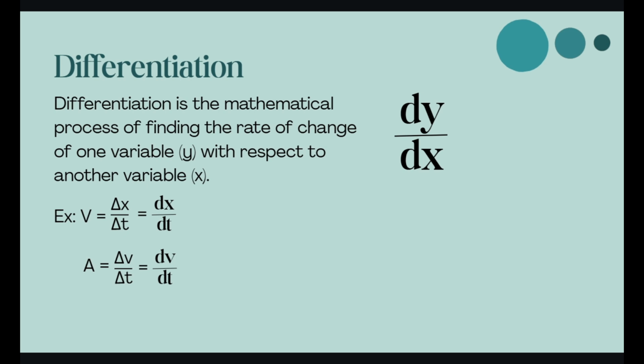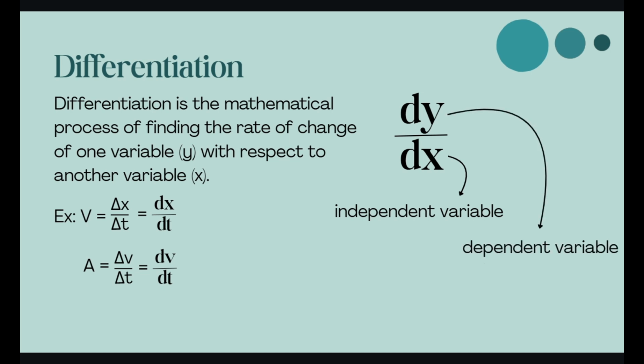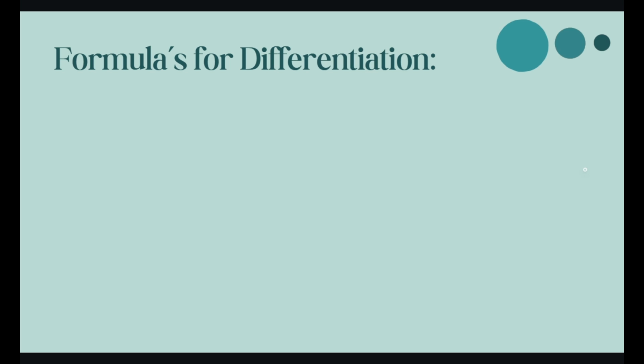As per the definition, it is generally written as dy by dx, where x is an independent variable and y is a dependent variable. So here y depends on x. Now let us see some formulas for differentiation.